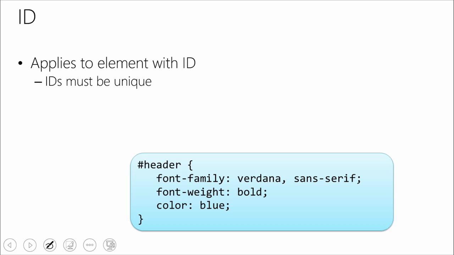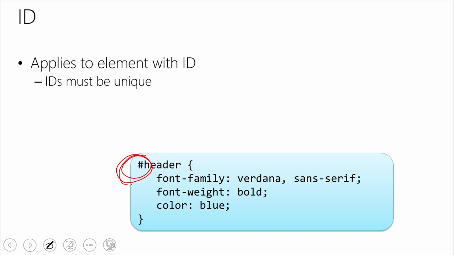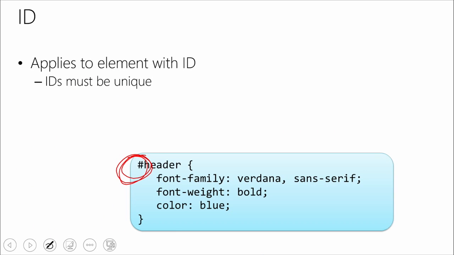So, okay. In any event, the last little thing to mention here is just the syntax. You'll notice pound for an ID. So dot for a class, pound for an ID. Or hash, I guess, for an ID. And I will be the first to admit, I get those backwards quite a bit.